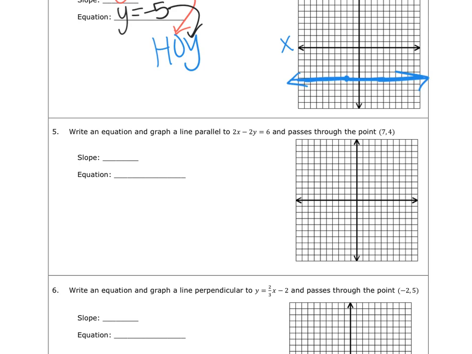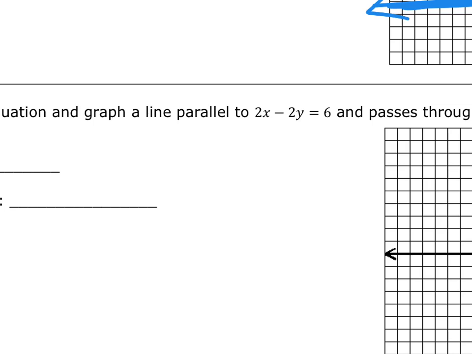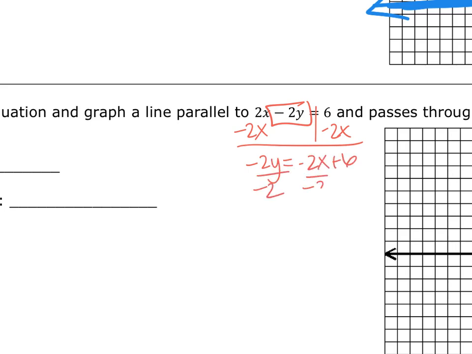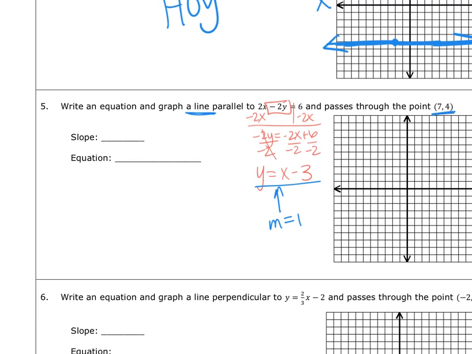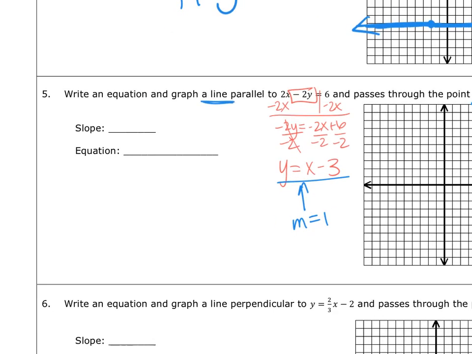Problem 5, they want something parallel to 2x minus 2y equals 6 and goes through the point 7, 4. So first I'm going to need to solve for y. So I move 2x to the other side and divide by -2 because I'm trying to get y by itself. So I get x minus 3. Now remember, we want a different line parallel to this line, so I need to steal the slope and then use my new point of 7, 4 to graph.